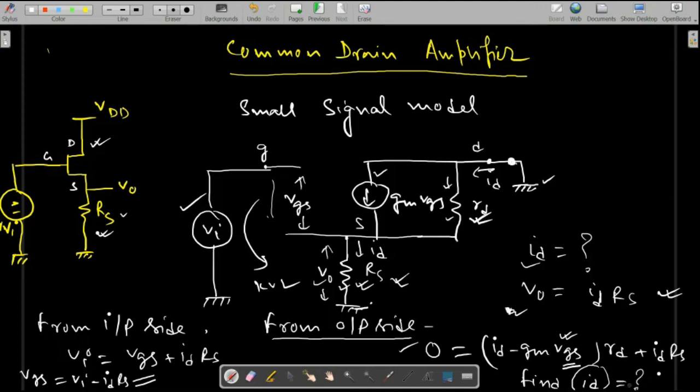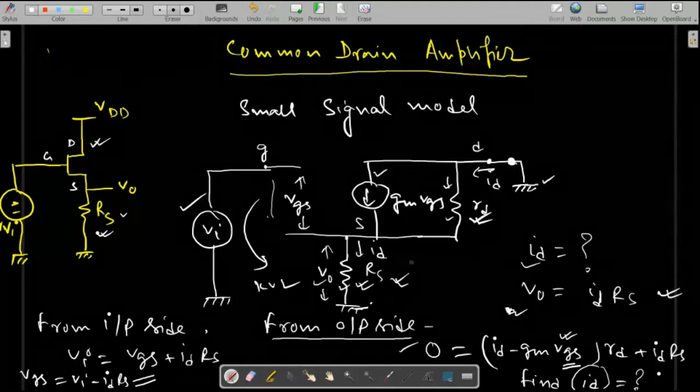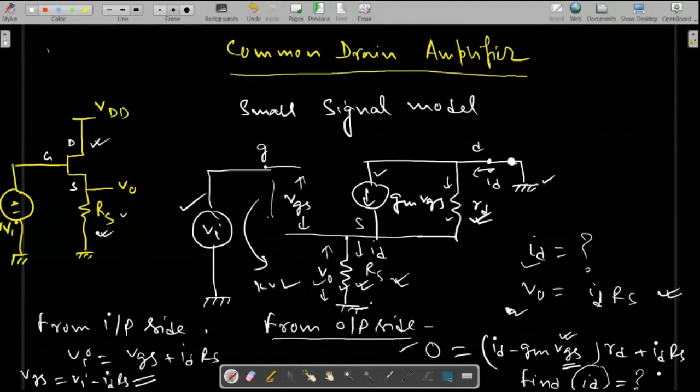ID equal to how much from this. You can see when you replace VGS, it will be VI minus ID RS. So you can take ID common and you will get one equation of ID. So tell me quickly.